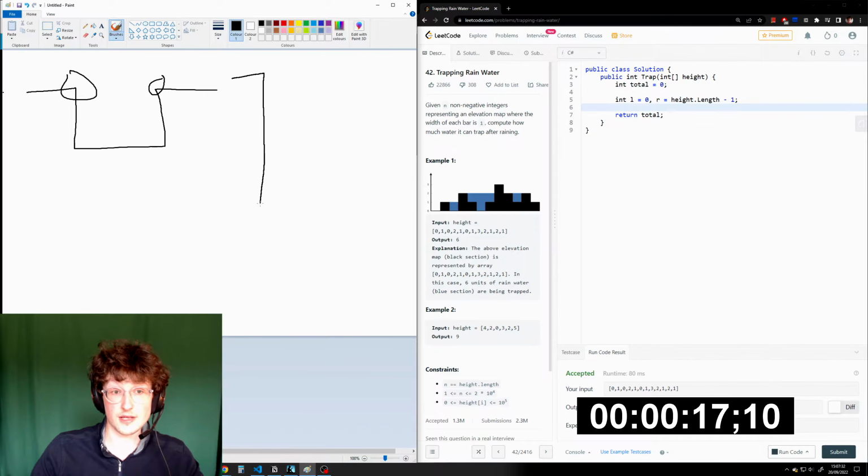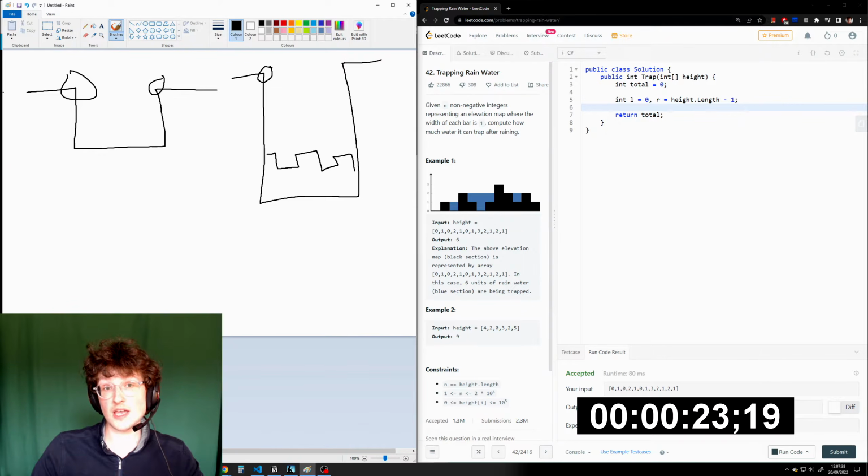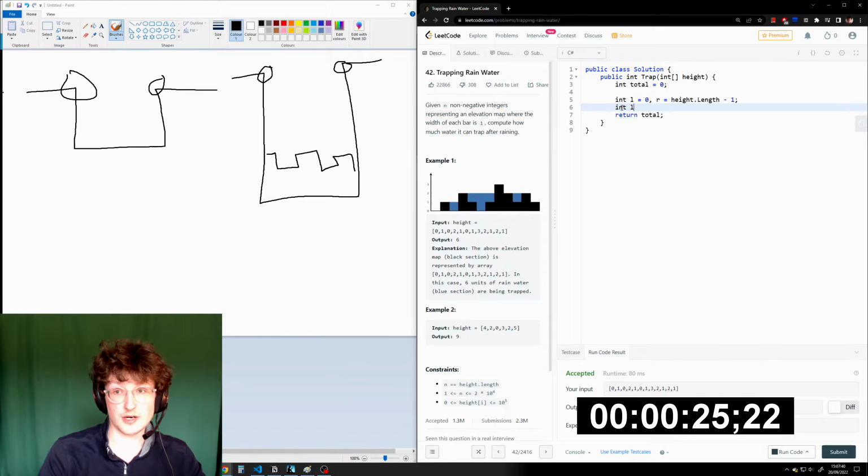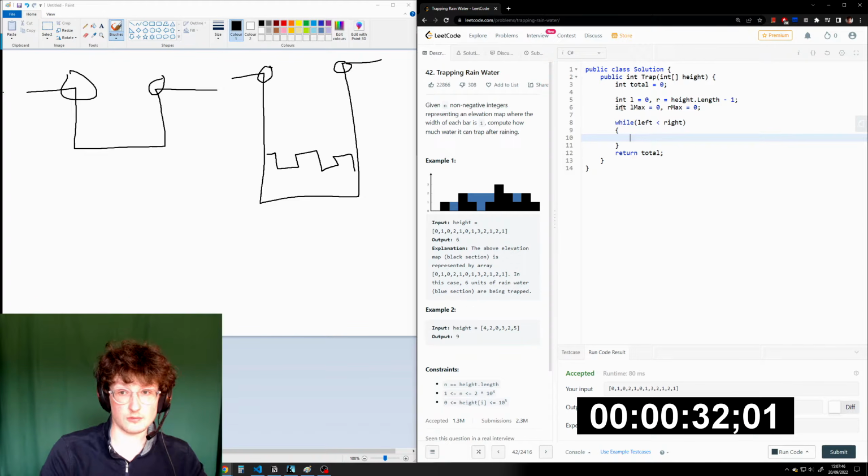So if we think of a really big example like this, no matter what's in the middle, which we're finding with our left and right pointers, we are always able to store potentially up to the maximum height. So we need a left max and we need a right max to store those max heights. We're going to move through the array with a while loop.